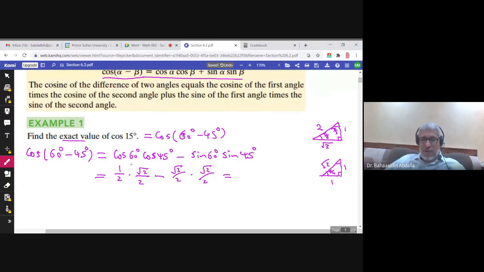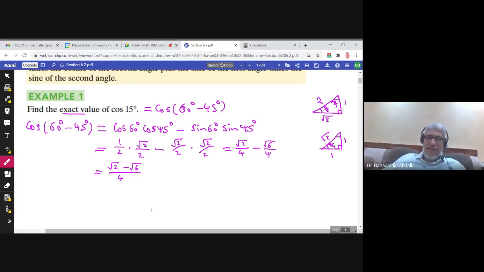Now you multiply these two fractions, so you get square root of 2 over 4, and you multiply these two fractions, you get square root of 6 over 4, and then you subtract. You have the same denominator, so the answer is square root of 2 minus square root of 6 over 4. That's the exact answer of cosine 15. You can evaluate cosine 15 by the calculator and make sure that, yes, this is indeed the exact value of cosine 15.